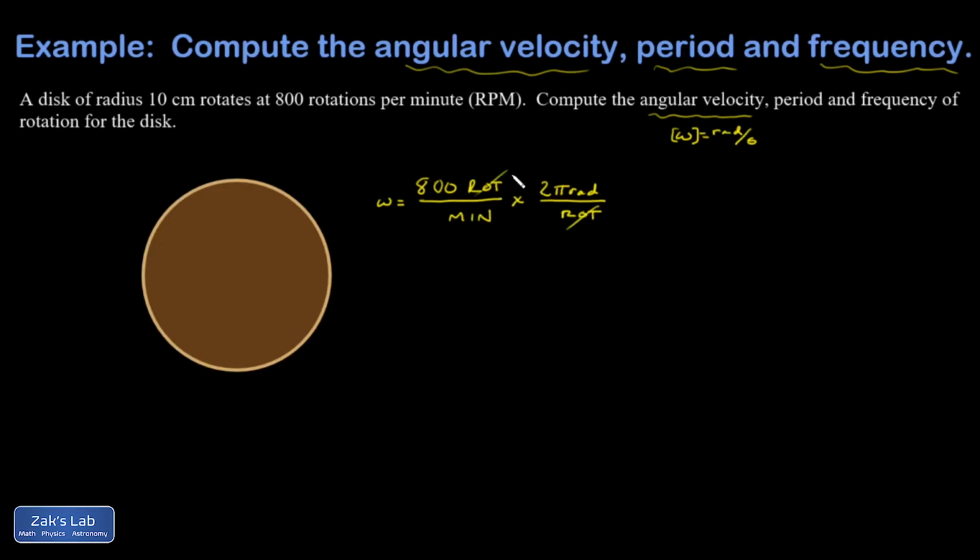So rotations are going to cancel out. And then I just have to change the units from minutes to seconds. So I have 1 minute for every 60 seconds. And just multiply all the stuff in the numerators. That's 800 times 2 pi. And divide by 60. And I get 83.78 radians per second. So there's the angular velocity.